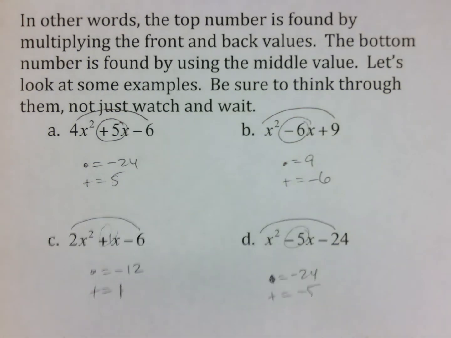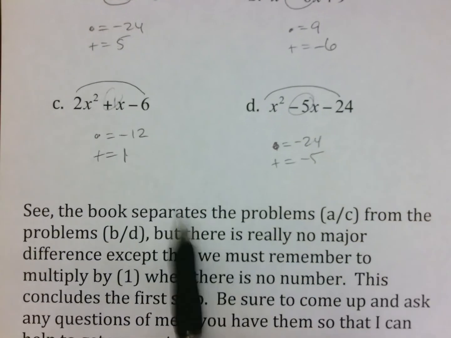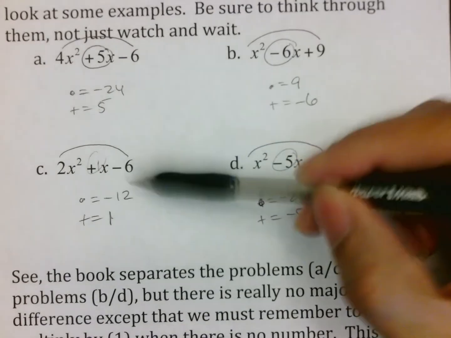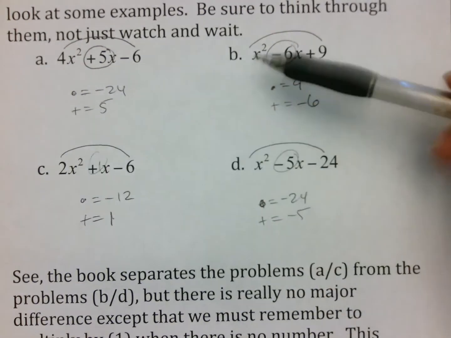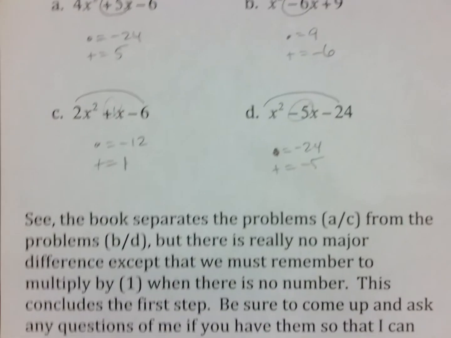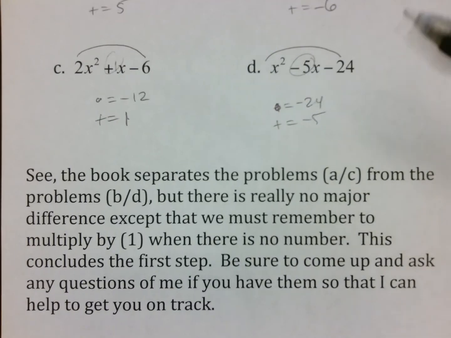Alright, the book, so you understand why I don't teach them in separate parts, is because the book separates these two problems from these two problems, because these have a number in front and those don't have a number in front. But again, all you have to do once you recognize that it's the same thing is just remember to multiply by 1 whenever there's no number in front. This does conclude the first step.